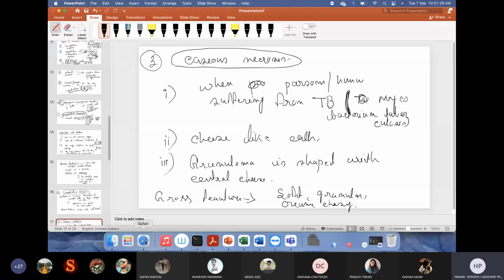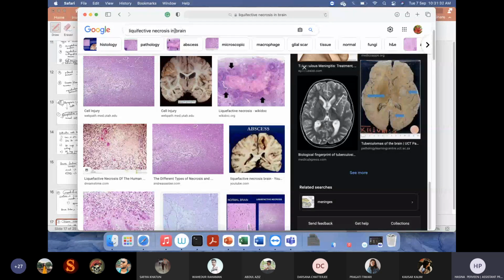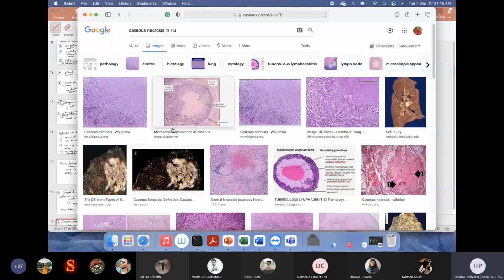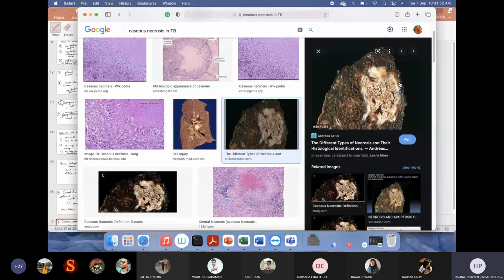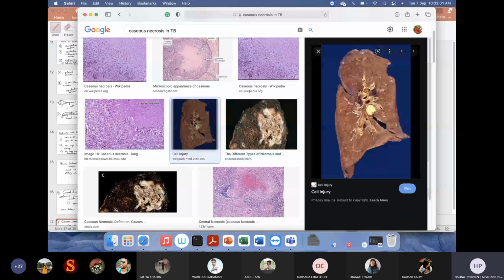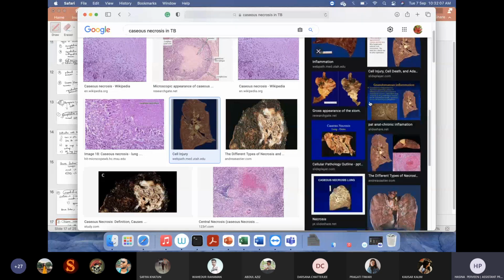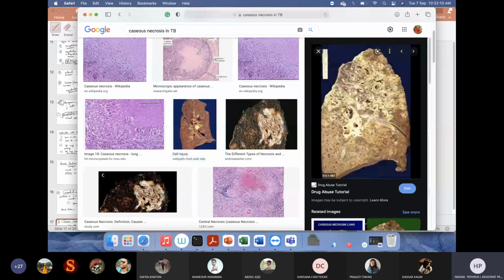Okay, so caseous necrosis. Caseous necrosis in this type of cells. This is the caseous formation. This region is the caseous formation. This region is the caseous formation of necrotic cells. These regions also.